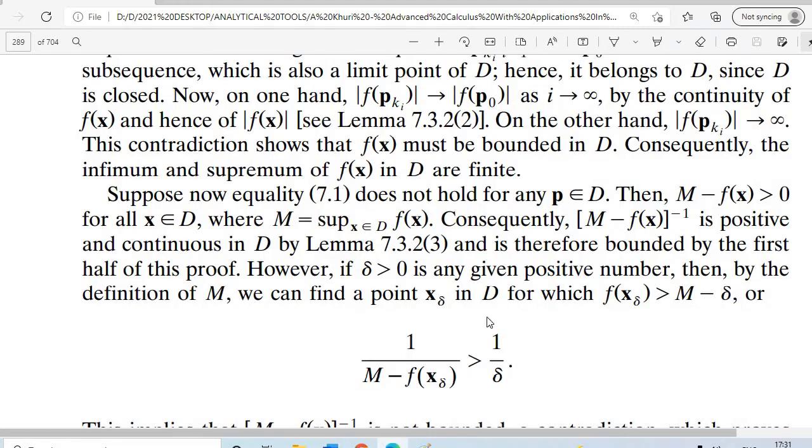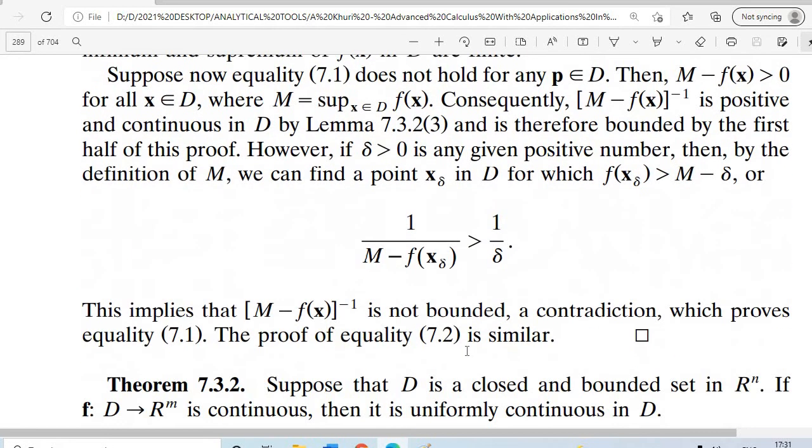So you can take the reciprocal. ഈ എമ്മിനെ ഇടതുവശത്തേക്ക് കൊണ്ടുവരാം, ഡെൽറ്റയെ ഇടതുവശത്തേക്ക് കൊണ്ടുവരാം, എഫ് ഓഫ് എക്സ് ഡെൽറ്റയെ വലതുവശത്തേക്ക് കൊണ്ടുവരാം. അപ്പോൾ delta greater than m minus f of x delta എന്ന് വരും. സോ 1 by delta ലെസ് ദാൻ 1 by m minus f of x delta എന്ന് വരും.